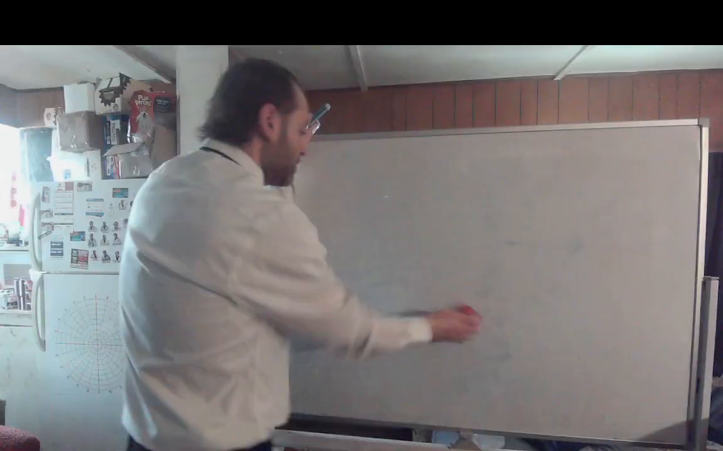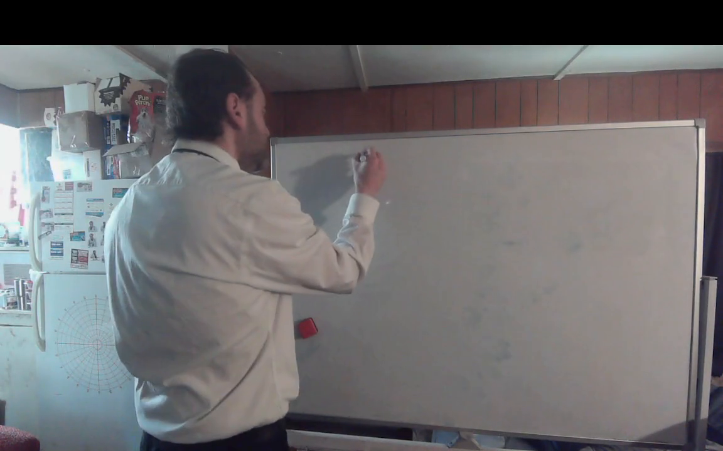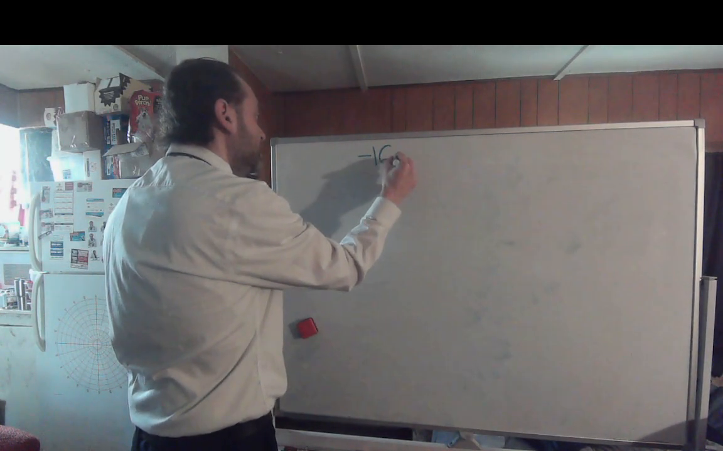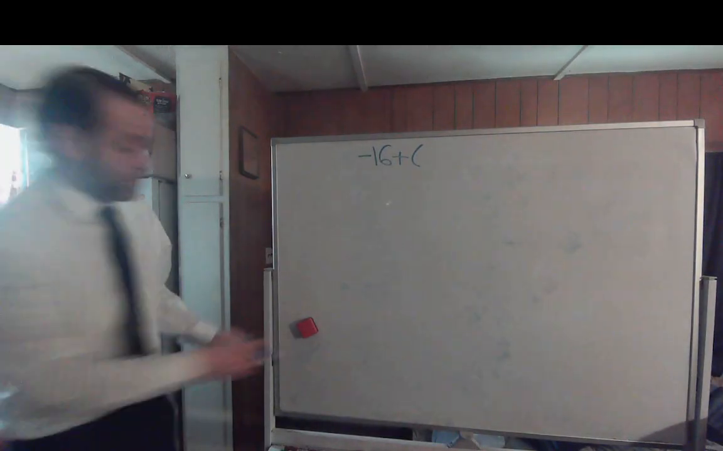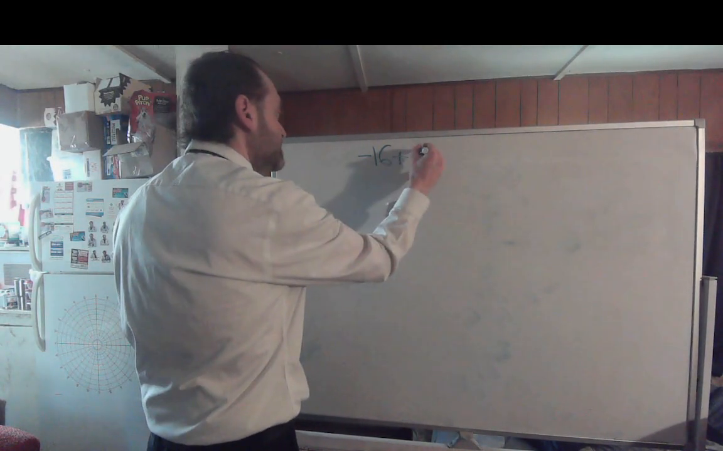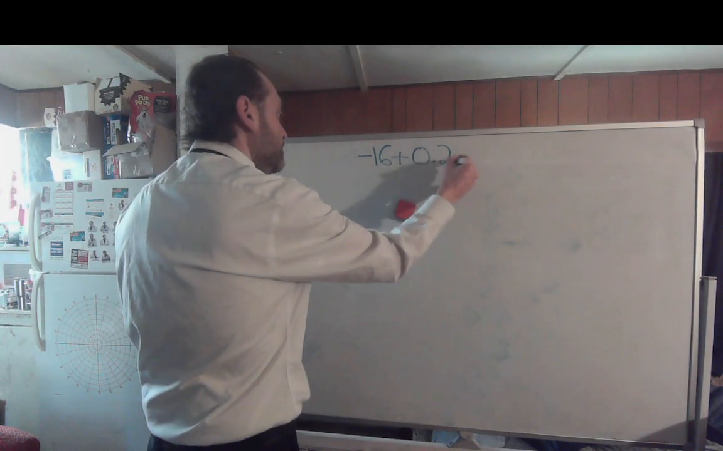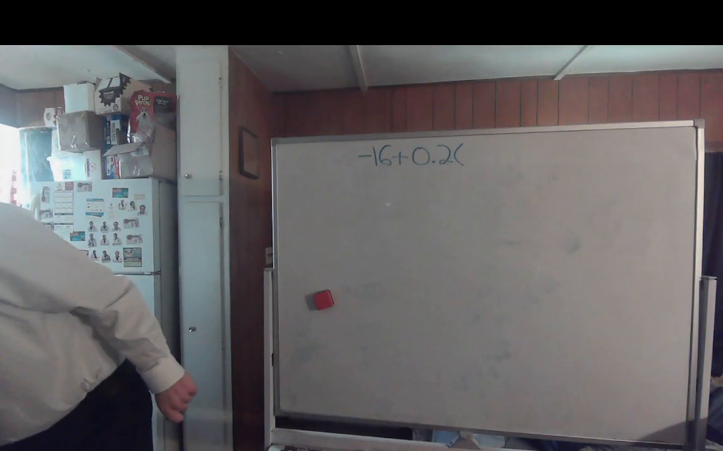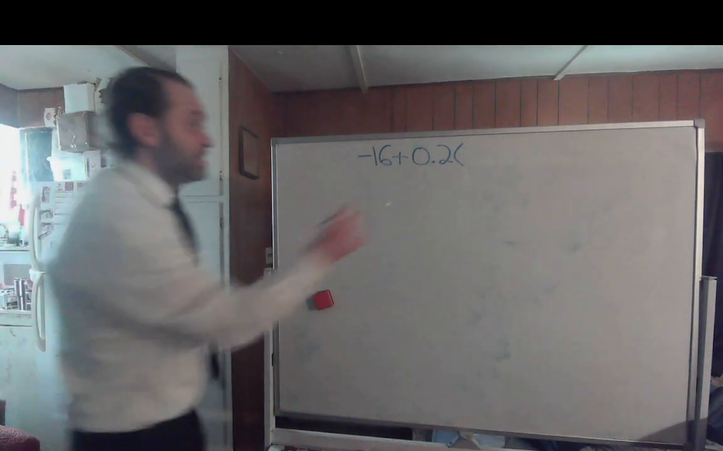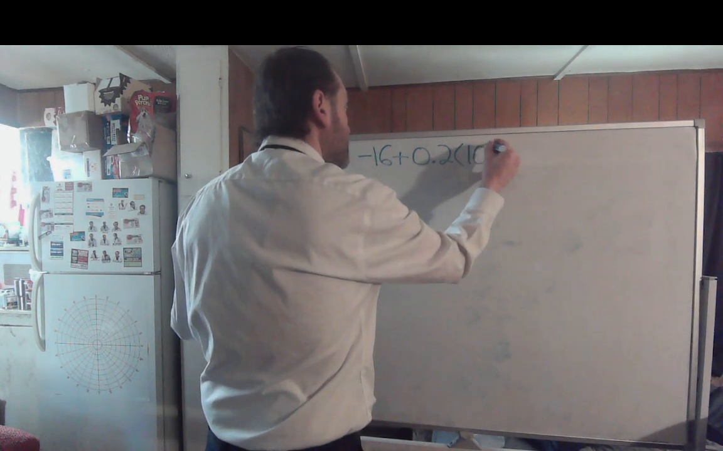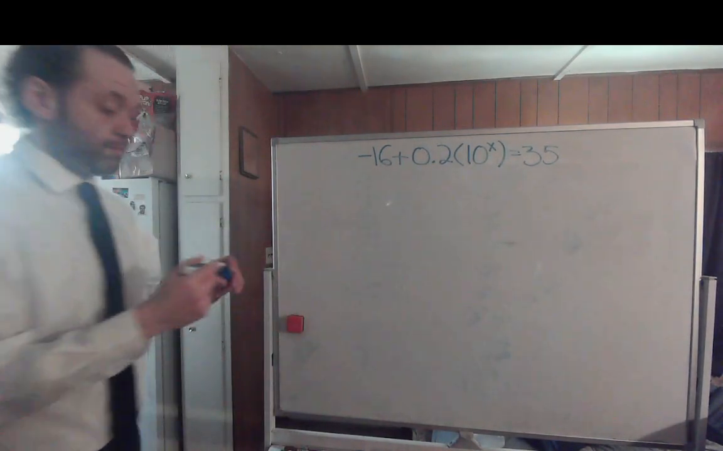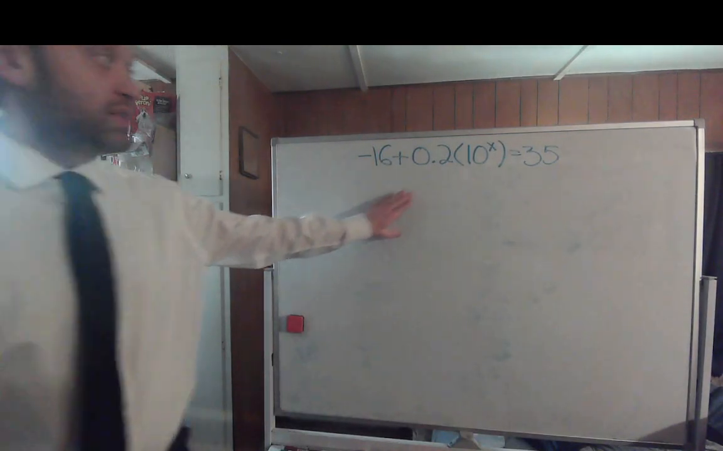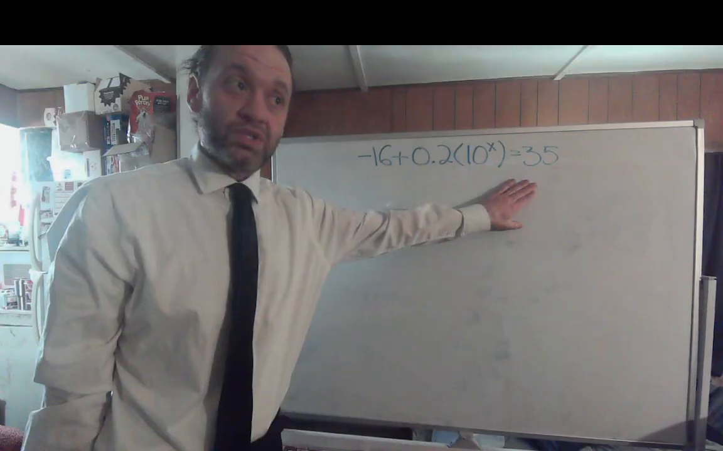Should just have 1 more, then we'll be done with this lesson. Oh, good one. Negative 16 plus 0.2 times 10 to the x equals 35. This one looks like a nightmare. So we have negative 16 plus 0.2 times 10 to the x equals 35.